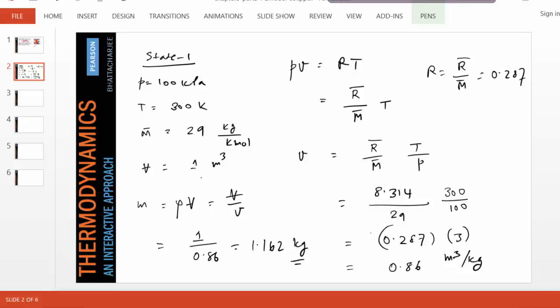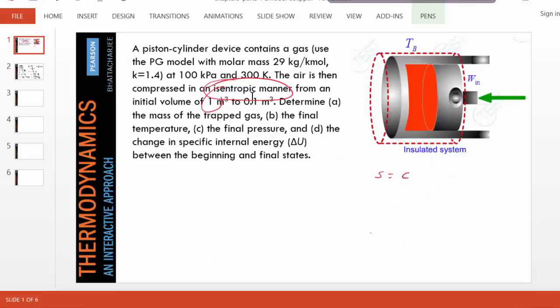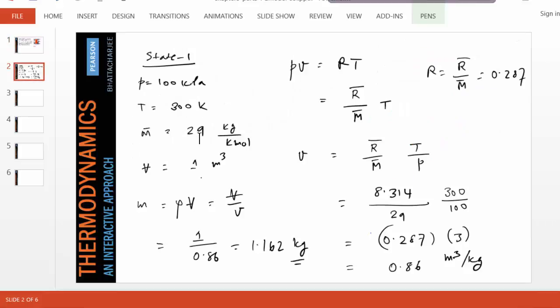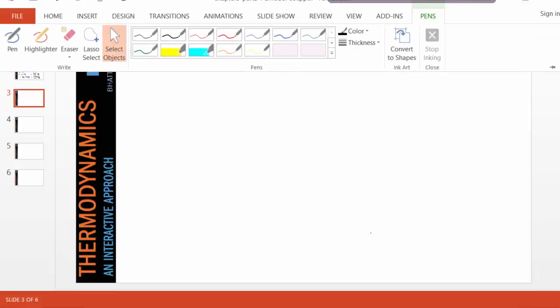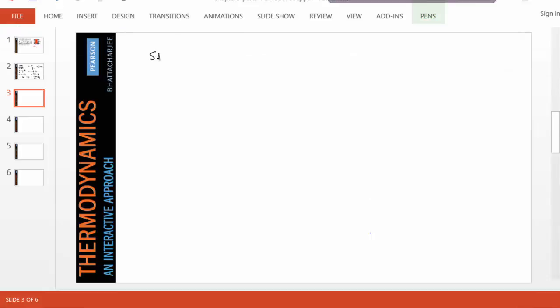Okay. So now let's go and look at the other part. We are done with part A. And the second part is the final temperature. Third part is the final pressure. So we notice that if the entropy remains constant, let's write down what is known about state 2. Of course, mass will never change. M2 will be equal to M1, 1.162 kg.